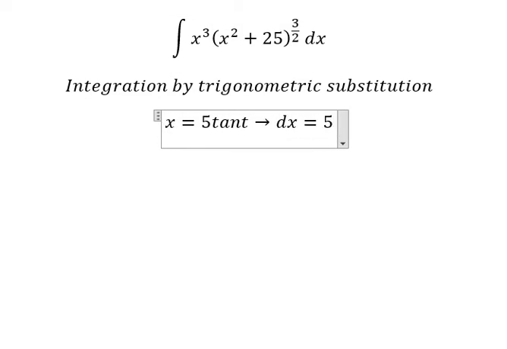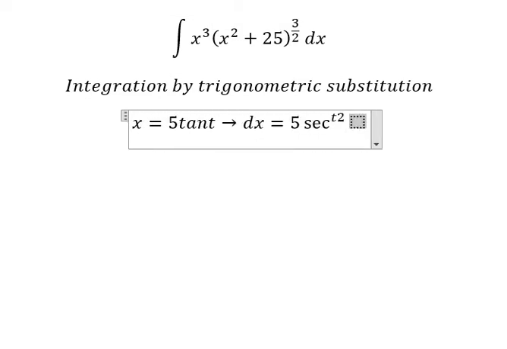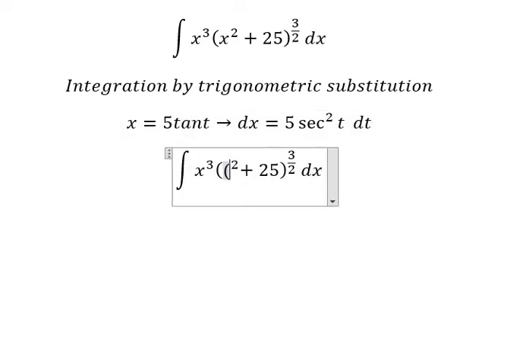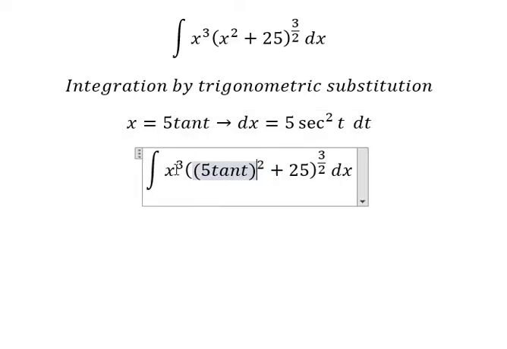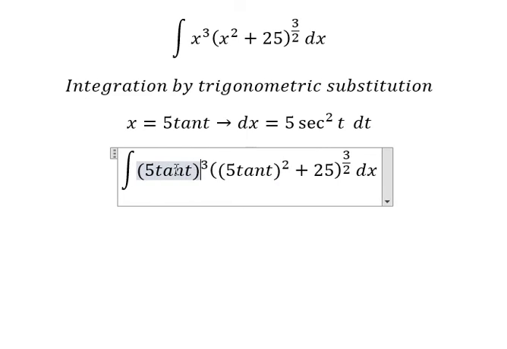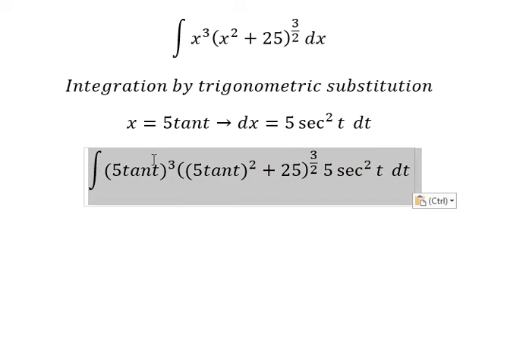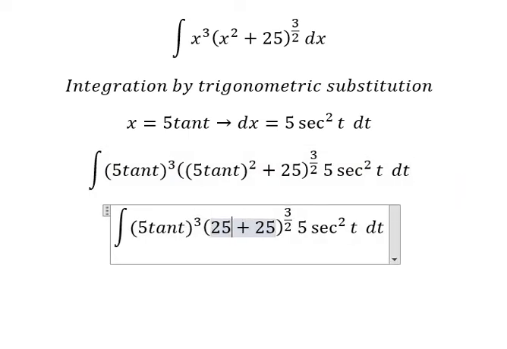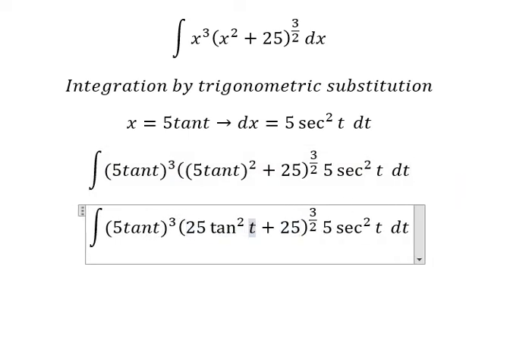dx, we have 5 secant of t squared dt. So I will put this one going here and here. dx we change by this one. So we have 25 times tan t squared.